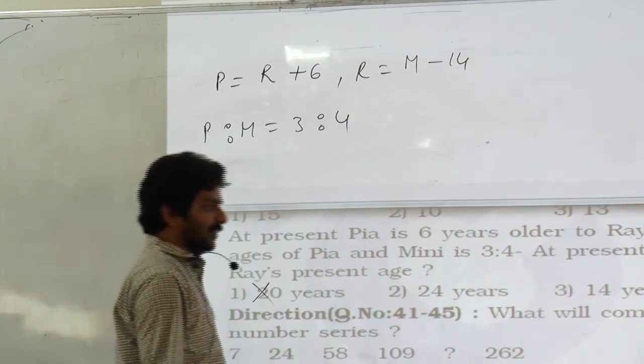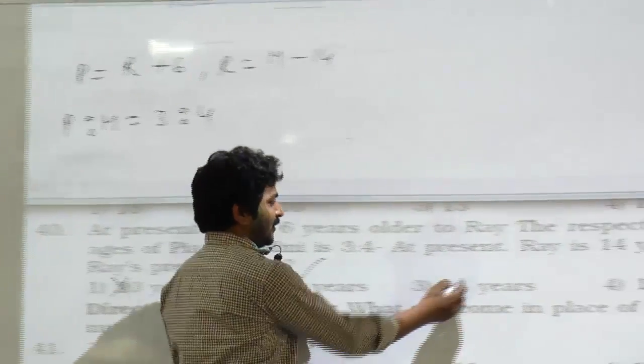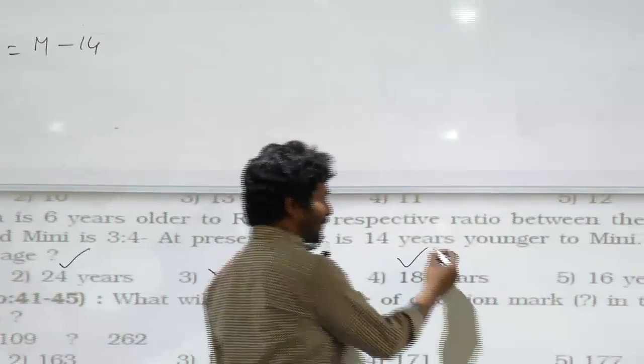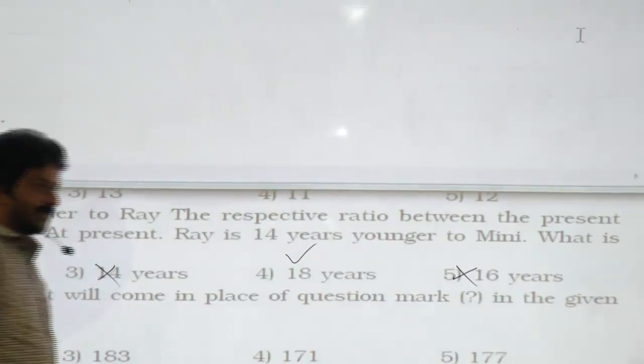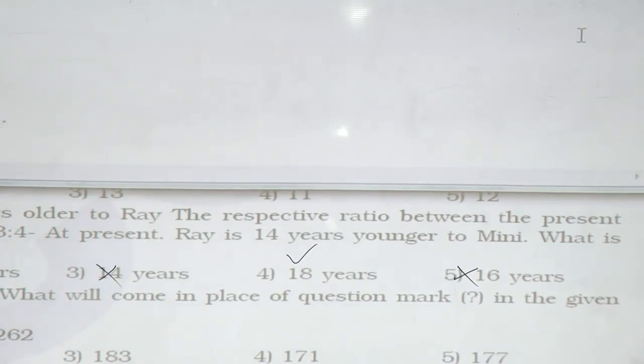This cannot be your answer. 24 can be your answer. This cannot be your answer. 18 can be your answer. 16 cannot be your answer. You have 2 options.